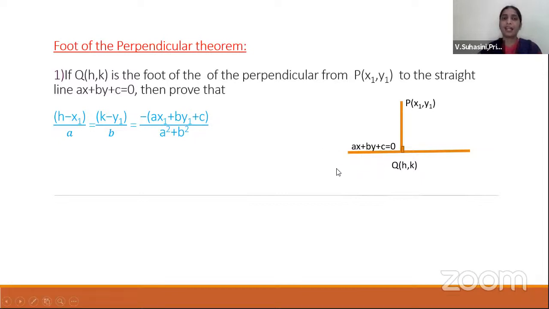In this regard, we are going to prove that (h minus x1) by a is equal to (k minus y1) by b is equal to minus of (ax1 plus by1 plus c) by (a square plus b square). Hope the statement is clear for you all. I shall repeat once again, dear children. If Q(h, k) is the foot of the perpendicular from P(x1, y1) to the straight line ax plus by plus c equal to 0, then prove that (h minus x1) by a equal to (k minus y1) by b equal to minus of (ax1 plus by1 plus c) by (a square plus b square).